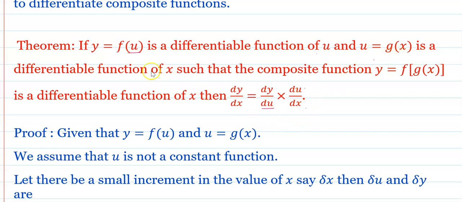Once again, here y is equal to f of u, therefore we find dy by dx is equal to dy by du, into, but in u there is one more function which is in the variable x, and therefore we differentiate this u with respect to x. Therefore dy by dx is equal to dy by du into du by dx.